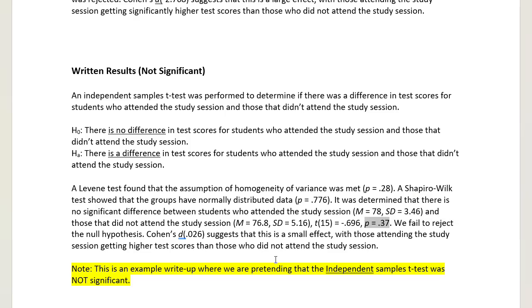And also remember, this is my pretend one. This is not real. This is just some made-up data, so you have an example of how to correctly write it up if the results are not significant. We fail to reject the null hypothesis. Cohen's d suggests that this is a small effect, with those attending the study session getting higher test scores than those who did not attend the study session.